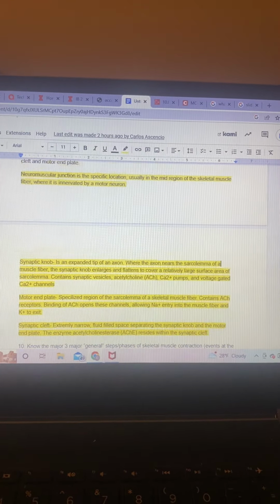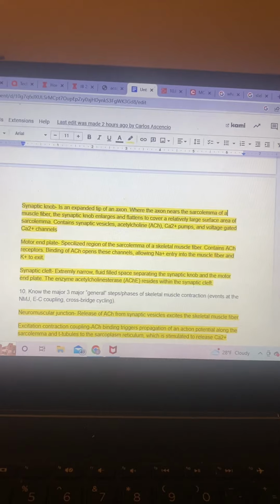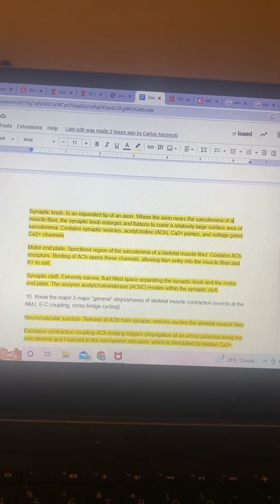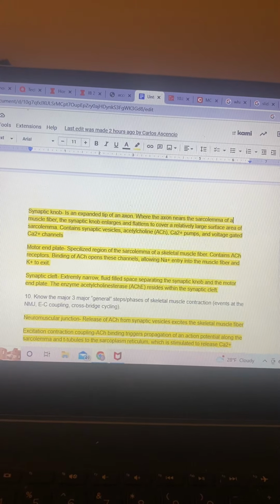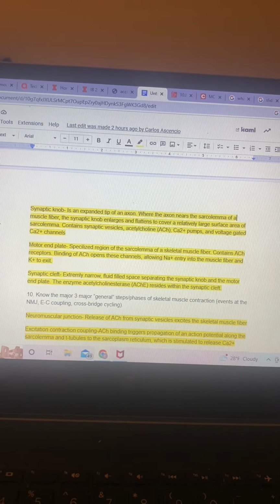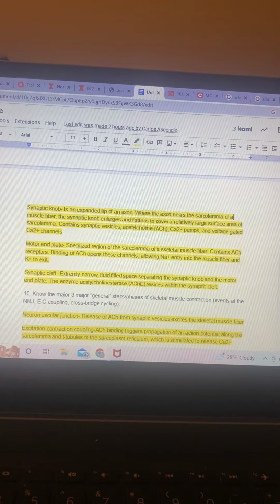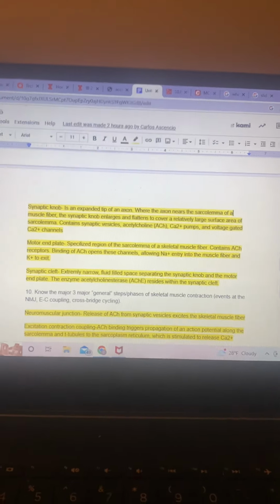Synaptic knob is an expanded tip of an axon, where the axon nears the sarcolemma of a muscle fiber. The synaptic knob enlarges and flattens to cover a relatively large surface area of sarcolemma. It contains synaptic vesicles, ACh, which is acetylcholine, and Ca2+ pumps, and voltage-gated Ca2+ channels.